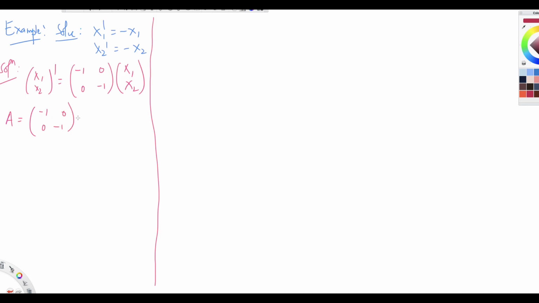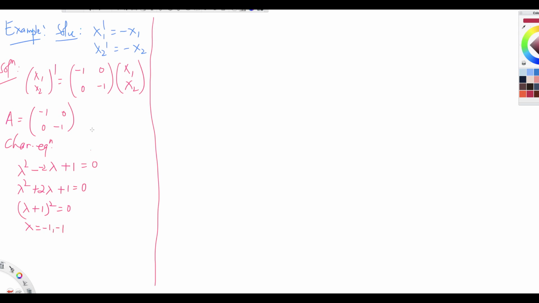So how do I find the eigenvalues? To find the eigenvalues, we need the characteristic equation, right? The characteristic equation is lambda squared minus the sum of those, negative 2, lambda, and then plus the determinant. How much is that? 1 minus 0, that is just 1, equals 0, right? So you get lambda squared plus 2 lambda plus 1 equals 0. So you get (lambda plus 1) squared equals 0. So you got lambda equals negative 1 and negative 1.